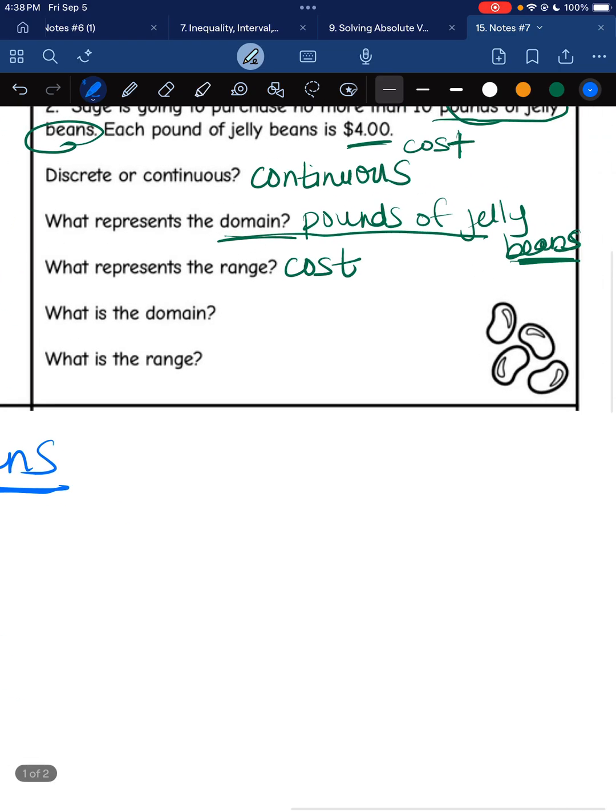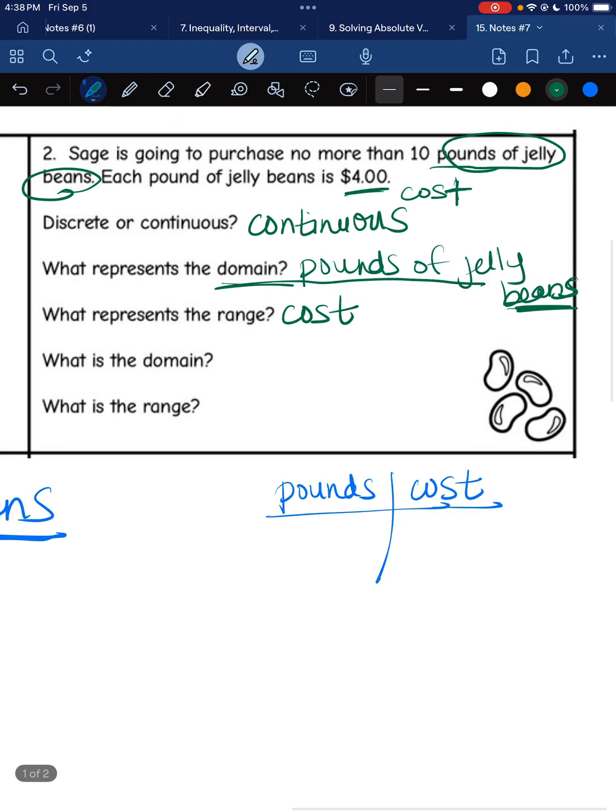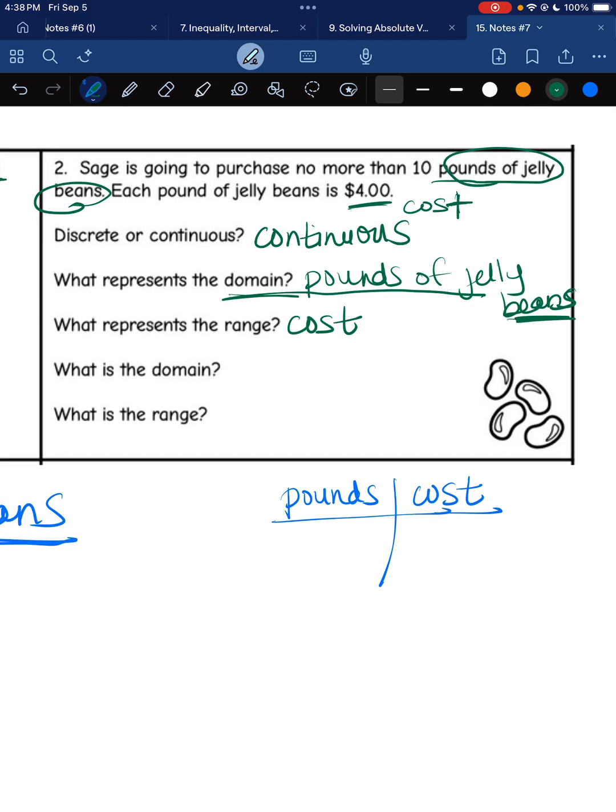And then my little table. And this is optional, but I've seen that people that skip the table sometimes are more likely to mess it up because of doing it too quickly. So this says no more than 10 pounds of jelly beans. Whenever it's continuous, you're not going to list all the numbers. You're going to have just 2 things, the most and the least. So 10 is the most. The least pounds that you can technically buy is 0. 0 is going to be in a lot of these. And then the cost is $4 for each pound of jelly beans.